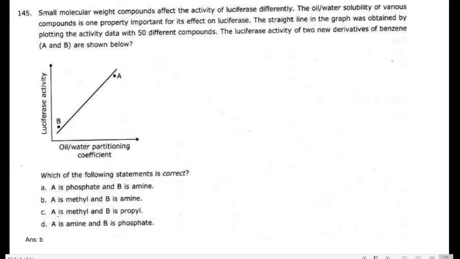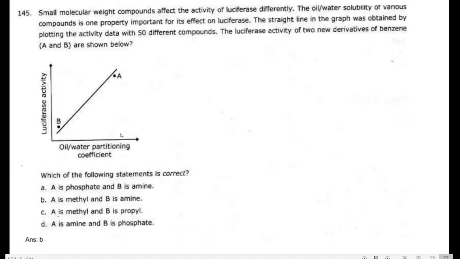Here, the oil or water partitioning coefficient is given on the x-axis and luciferase activity on the y-axis. A has higher activity, B has lower activity. They ask which of the following statements is correct. A is methyl and B is amine. Just remember this: A is methyl, B is amine. Now we will go to this question.